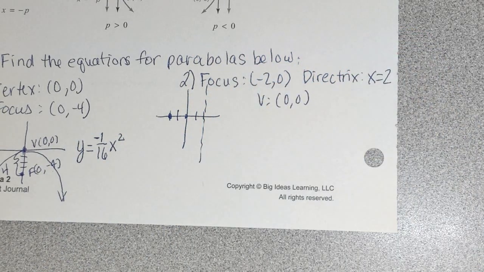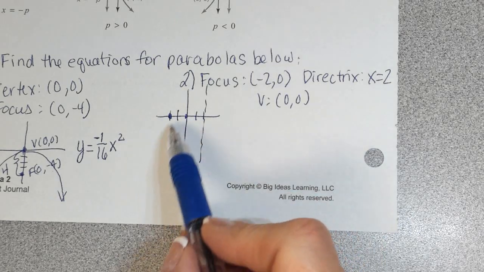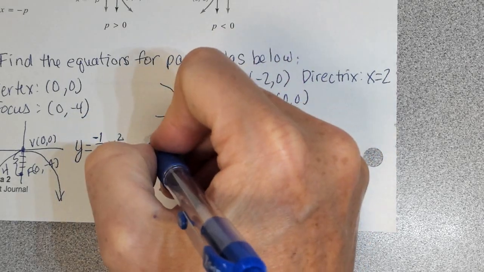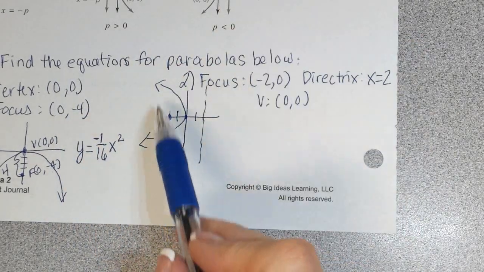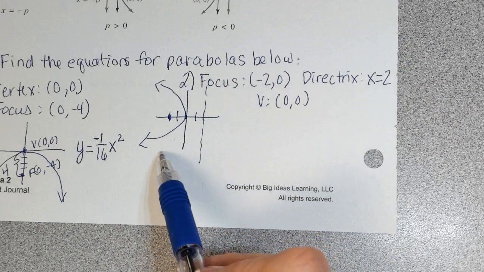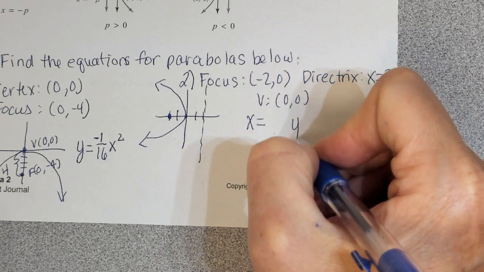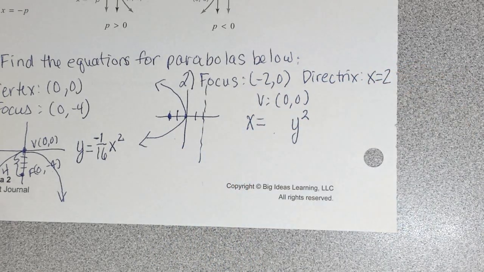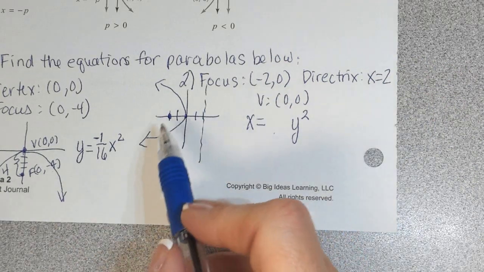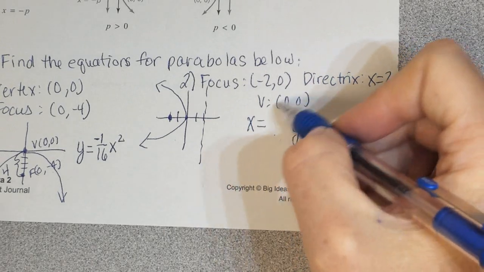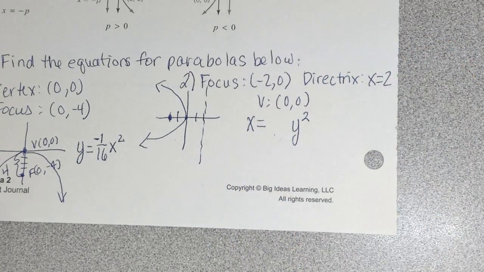We also need to know which way does this open, up, down, left, or right. What is it? Up, down, left, or right? Look at it, it can't touch the directrix, and it has to wrap around the focus, so left. So do I have two x's or do I have two y's? Two y's. So it's going to have to be x equals something y squared this time. So now I have to figure out what the something is. Anybody know how I can do that? How can I find out what this value is right here, the new way?